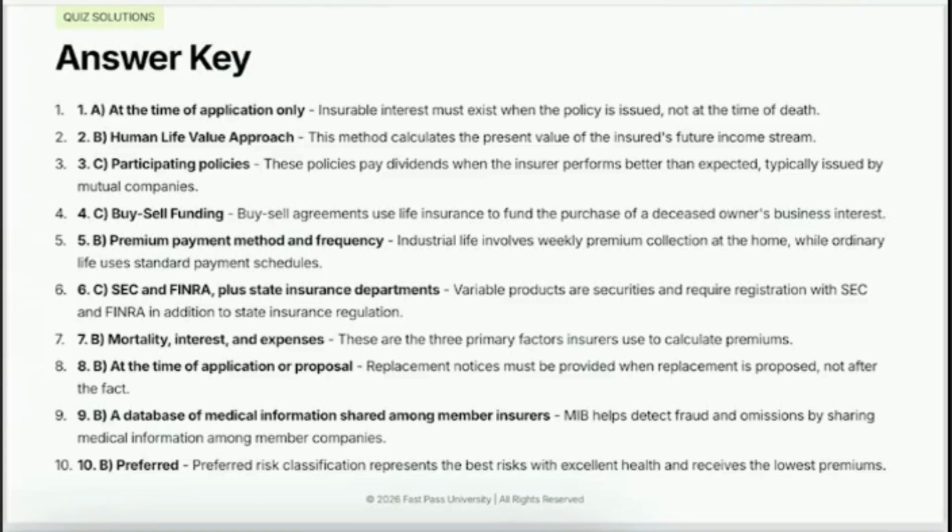Number 9, a database of medical information shared among member insurers. MIB helps detect fraud and omissions by sharing medical information among member companies. And number 10 is preferred. Preferred risk classification represents the best risk with excellent health and receives the lowest premiums.